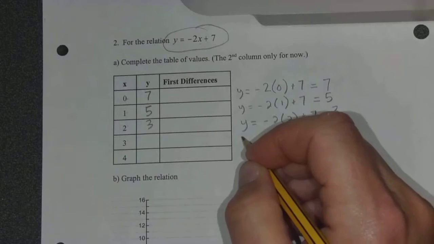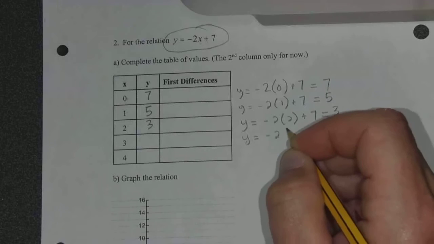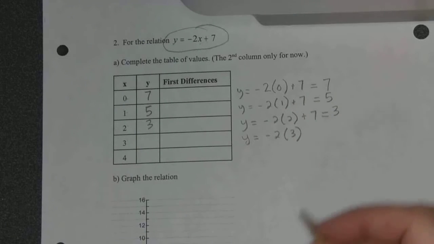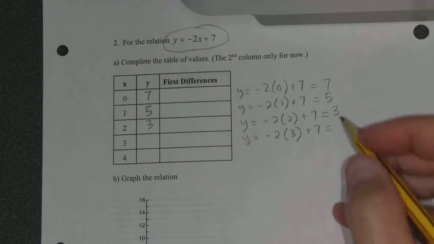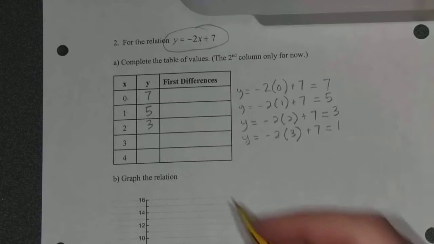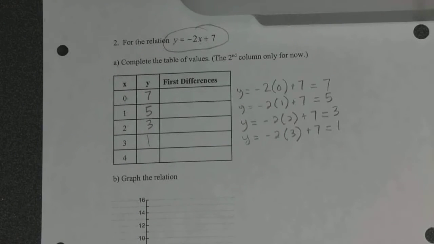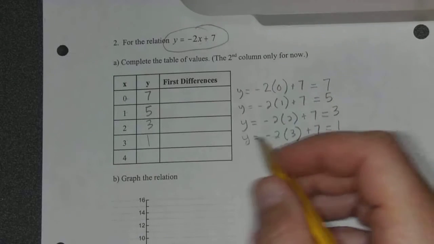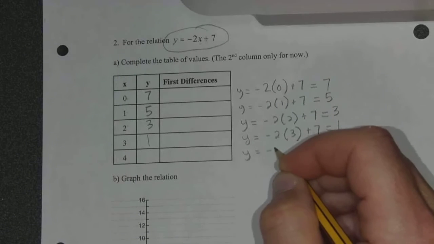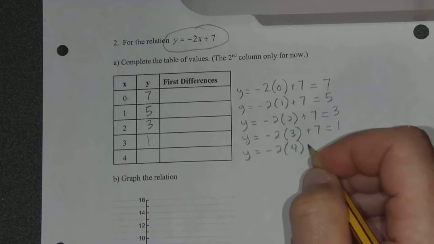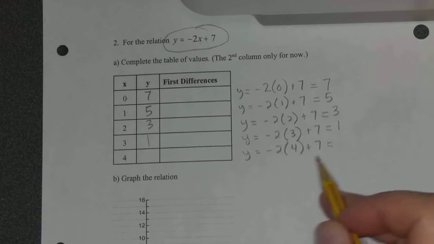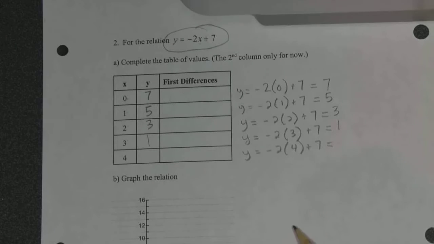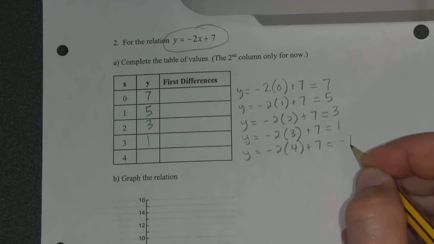Substitute 3 in for x. Drop the plus 7. What does that pump out? 1. And now substitute 4 in for x. Again, if you're not good with simple integers, enter that with your calculator exactly the way you see it, and that would pump out negative 1.